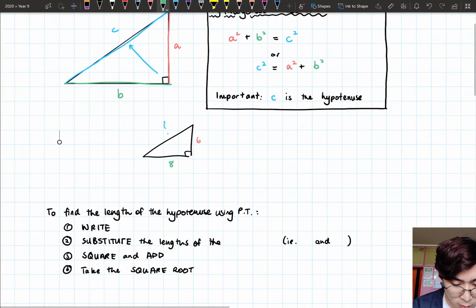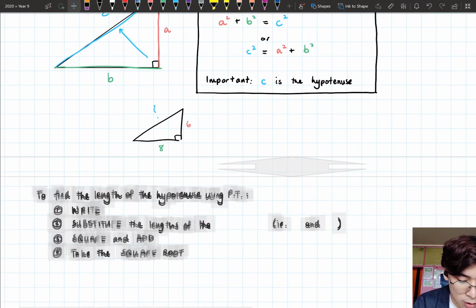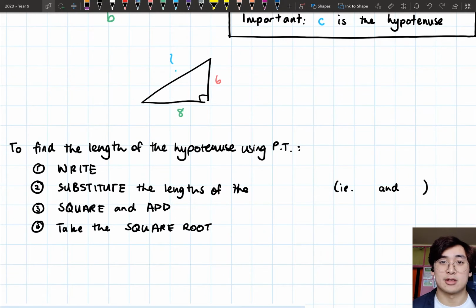So what I've got here is a list of steps that we use to find missing lengths using Pythagoras' theorem. Now, if you're writing this in your books, please write this down for me. It's really important. So if you need to pause this after I finish going through it, feel free to, but I need you to copy this down in your book so that you have a record of it somewhere and you can follow along. Okay.